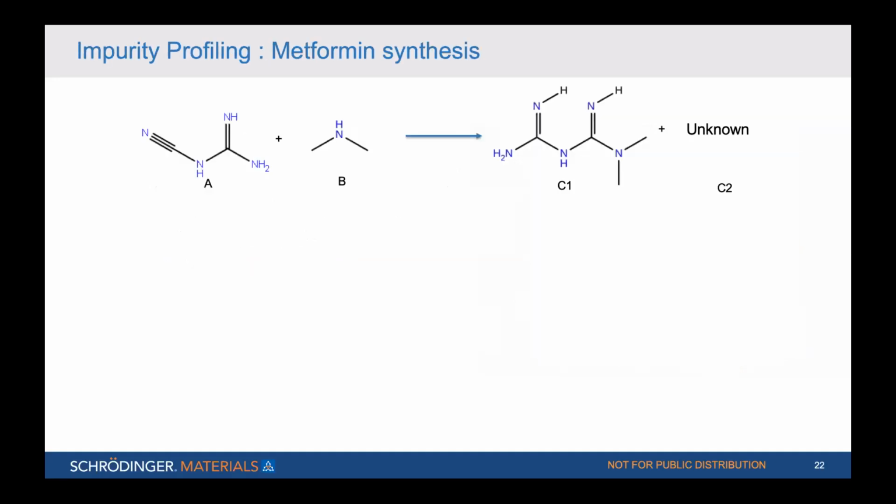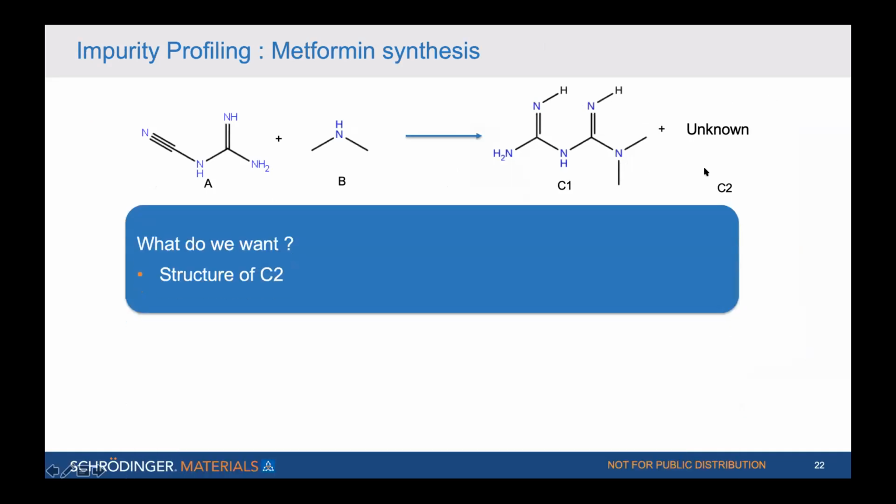And here's another example of impurity profiling, metformin synthesis. A plus B is reacting, and then C1 plus C2 products are coming out. C1 is the major product, that's metformin, which is used for treating high sugar levels. So here you have the major product and a small minor product, and we want to find out what the impurity is, the minor product coming out of this reaction.